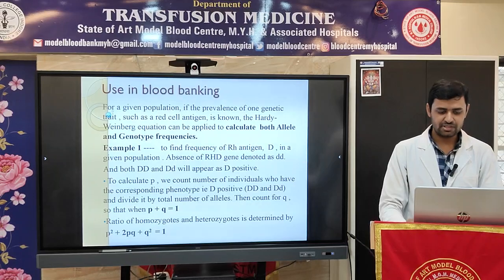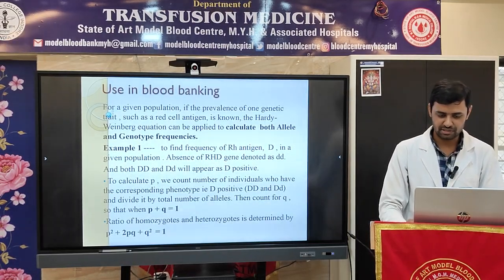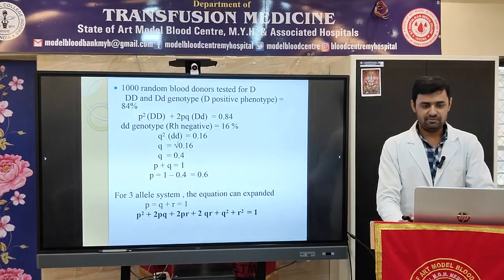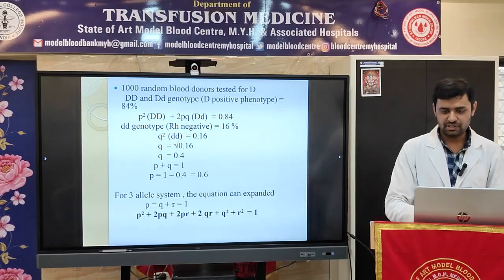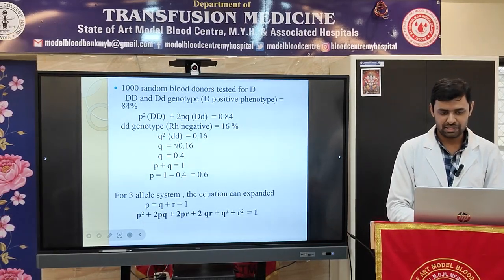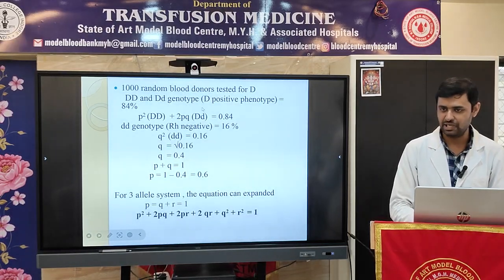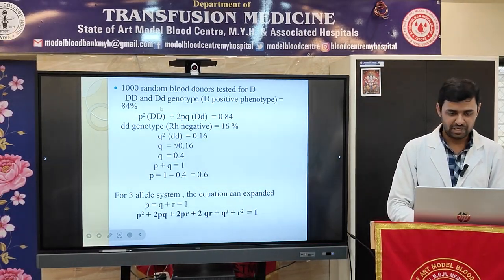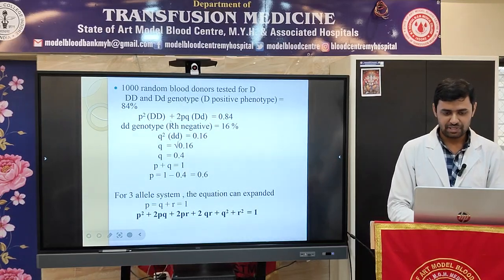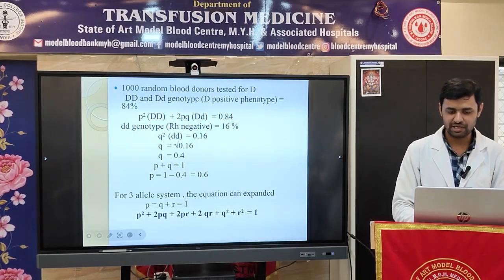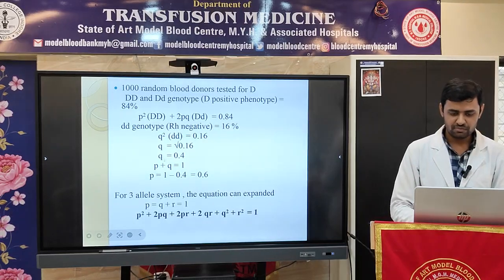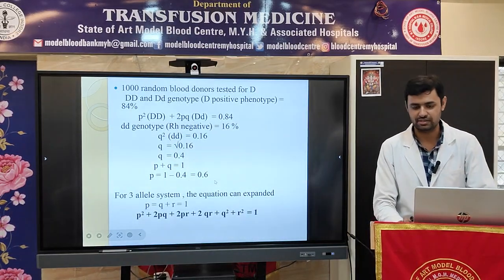The ratio of homozygotes and heterozygotes is determined by p square plus 2pq plus q square equals 1. Now, if 1000 random blood donors were tested for capital D, then the capital D positive phenotype will be 84%. We denote the capital D capital D and capital D small d genotypes, which will be D positive only because capital D is the dominant allele. So p square plus 2pq equals 0.84. If 84% is there, then the negative will be 16%. Q square is 0.16, and after calculation q comes to 0.4. Now that we know q, we can find p also: 1 minus 0.4 is equal to 0.6.